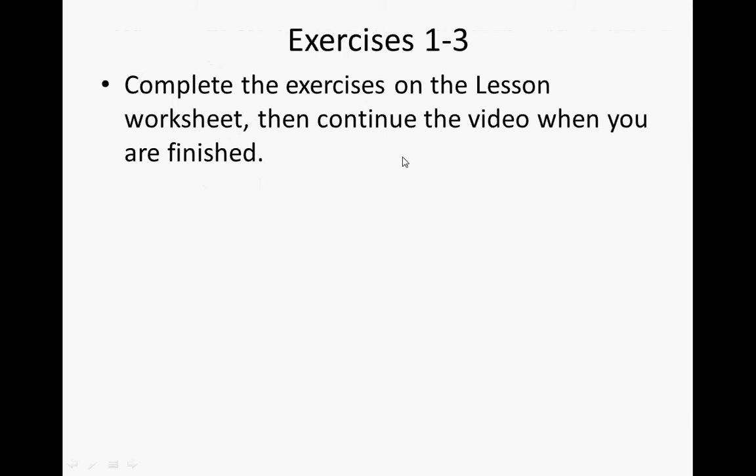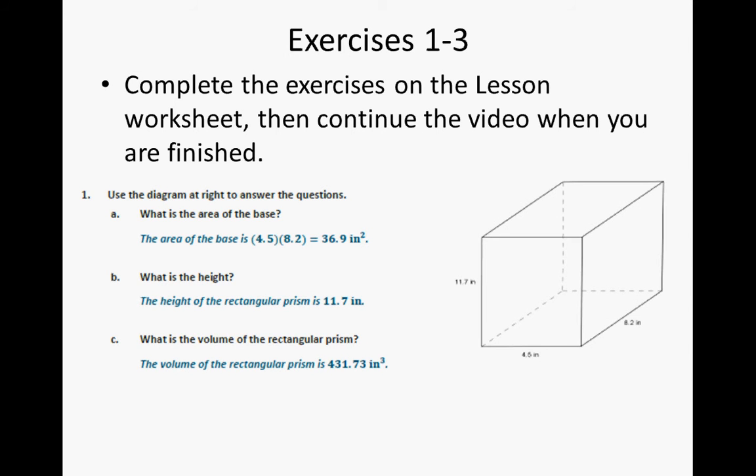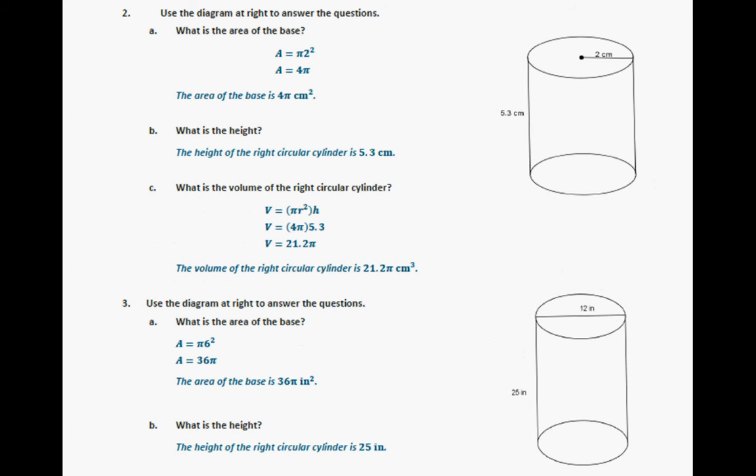All right, go ahead and try exercises 1 through 3 on your lesson worksheet. Continue the video when you are finished. All right, you should be done with exercises 1 through 3. So here are the answers. Again, if there's anything that doesn't make sense or a problem that doesn't come out correctly, please make a note and bring it to class. And on these, make sure you're showing the work. So as you come up with the answers, you should have work shown for this. Here are the answers to 2 and 3.